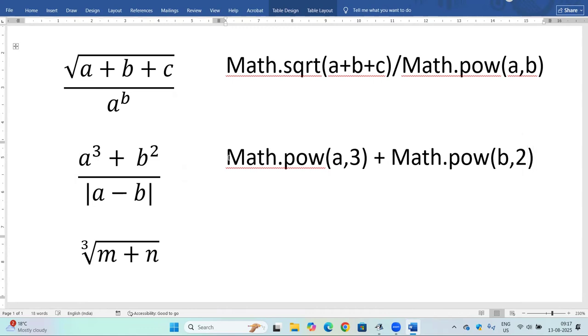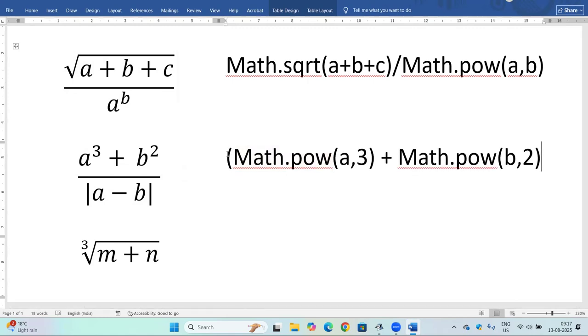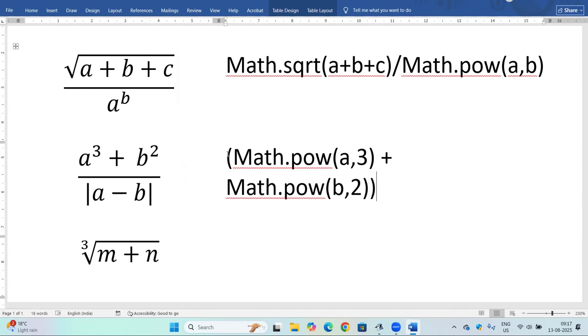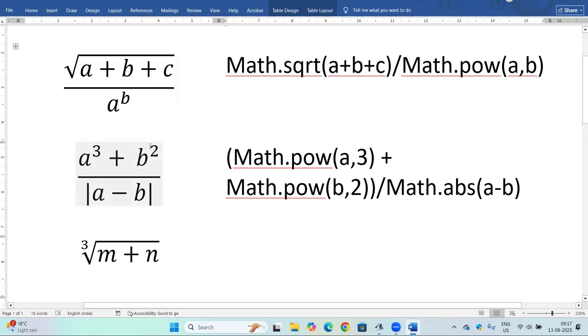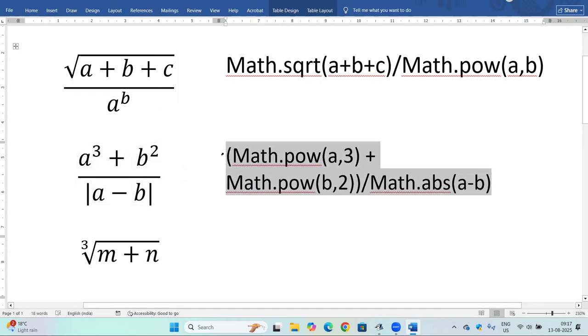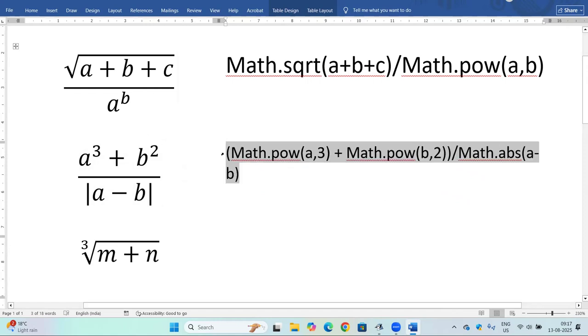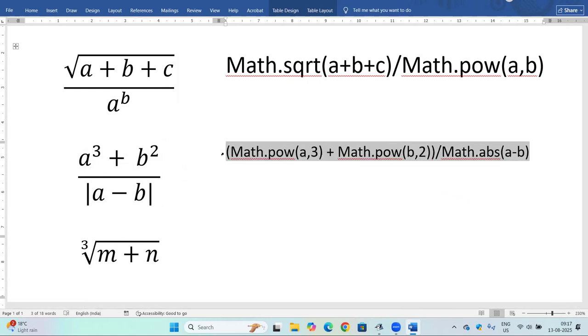Close the bracket. And this whole thing divided by math.abs. abs is again an inbuilt function to find the absolute value of a number. So this whole thing means you have to use a bracket, close the bracket, because it's the whole thing divided by math.abs of what? abs of one variable? No, it is a minus b. So this is how we write the Java expression for this formula.